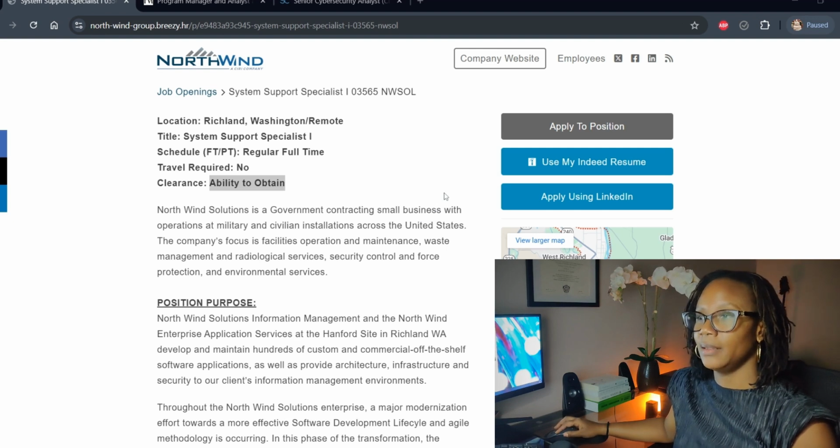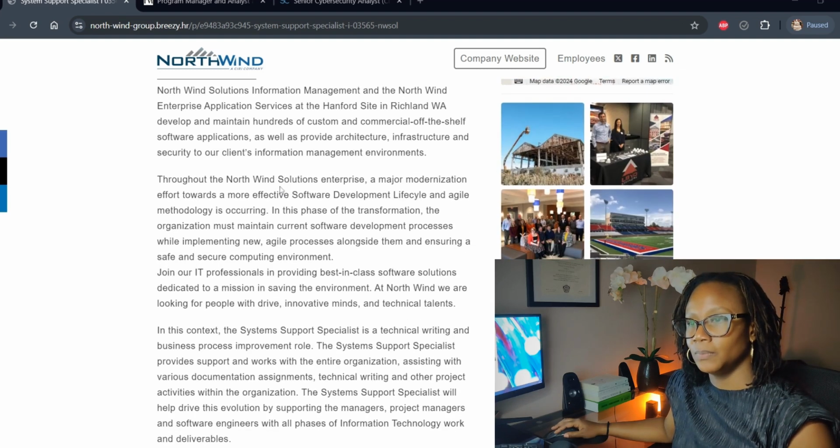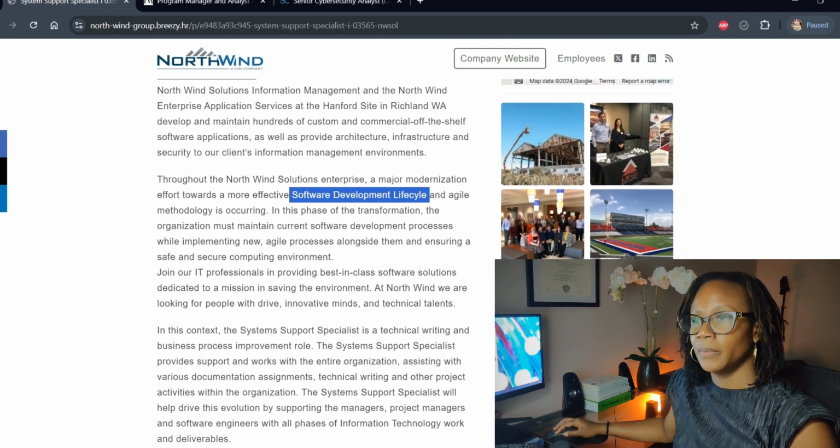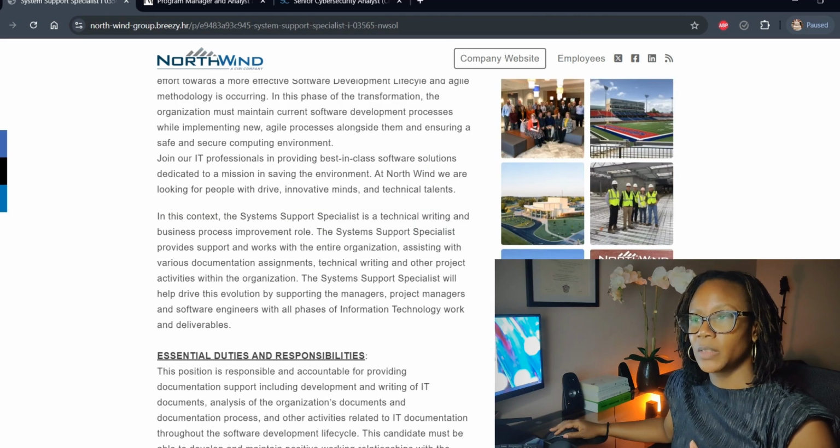On the website, they give you the opportunity to use your Indeed or LinkedIn profile. It tells you what the company is about. They're using the software development life cycle and they use Agile methodology, so you should be familiar with that. As the systems support specialist, it tells you that there is a technical writing component.